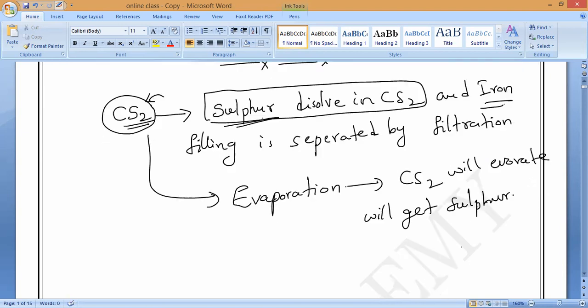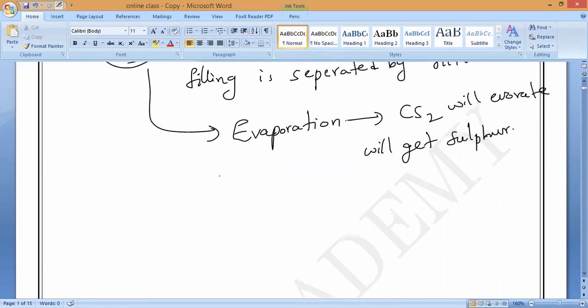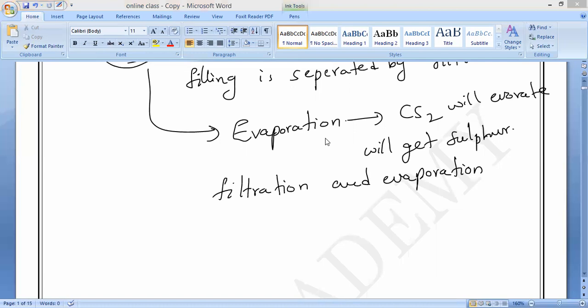So this technique of separating the sulfur and iron mixture is followed by filtration and evaporation. You understand? The first method is with the help of a magnet. The second method is with the help of an organic compound called carbon disulfide. That is what you have to remember.